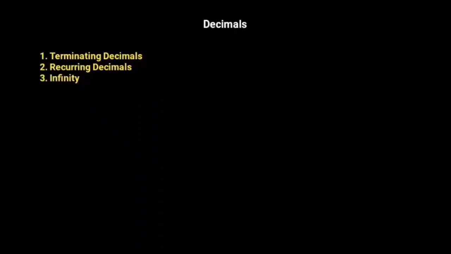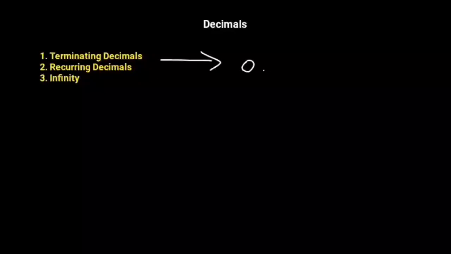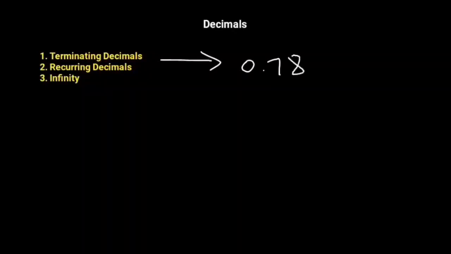There are three different types of decimals. The first type of decimal that we have is terminating decimals. And these are usually decimals that end. So for example, if we have 0.78, this would be considered a terminating decimal because it comes to an end.